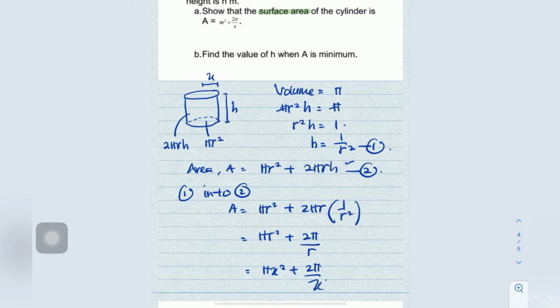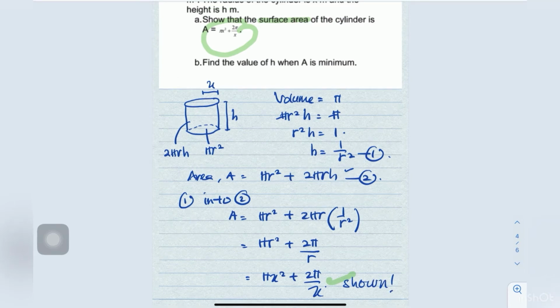Okay, so see here, this one. Okay, same, right? So shown. Next sub question, we have to find the value of h when A is minimum. A is minimum, so we differentiate and equate to 0. Now we have A in terms of x, so we differentiate and we equate to 0.